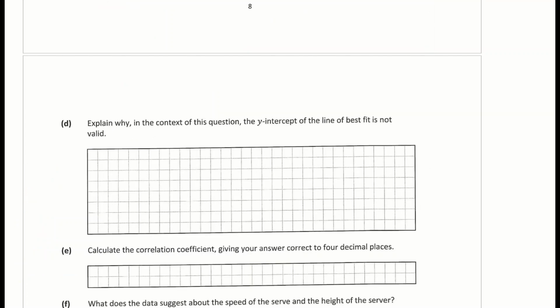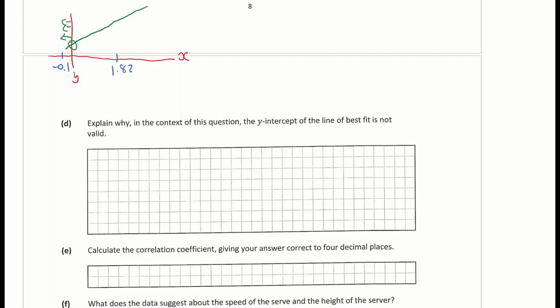Part D, explain why, in the context of this question, the y-intercept of the line of best fit is not valid. So basically what that means is, why is my line of best fit not cutting through the y-axis? Now, just to remember it here, I think our graph goes to 1.8 meters, but if you were to think of our x and y-axis like this, our graph is starting here at 1.82, and they want us to see, why does our line of best fit not cross here at the y-axis? And the reason for that is that anywhere to the left of the y-axis, this direction here, is going to bring me into negative values, so negative heights in other words.